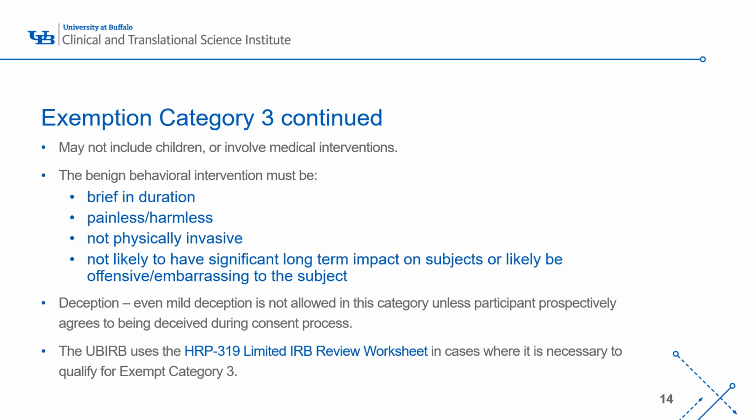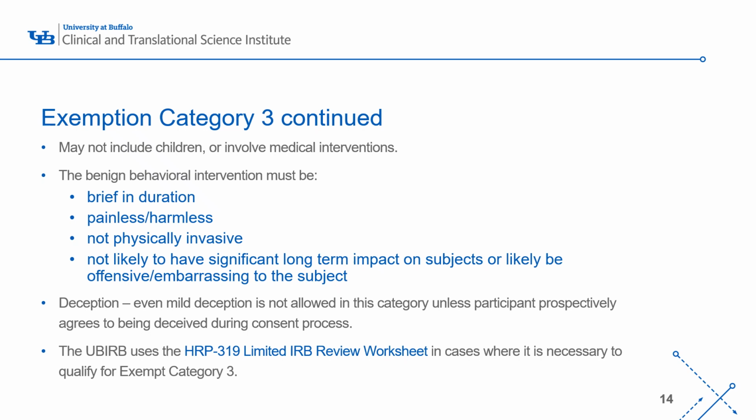Even maldeception is not allowed in exempt category 3 research unless the participant prospectively agrees to being deceived during the consent process. This would mean that the consent would have to include some type of language that would say that the participant will not know all of the details about the study in order to hide the true purpose, to not make their behavior be different during the research study.